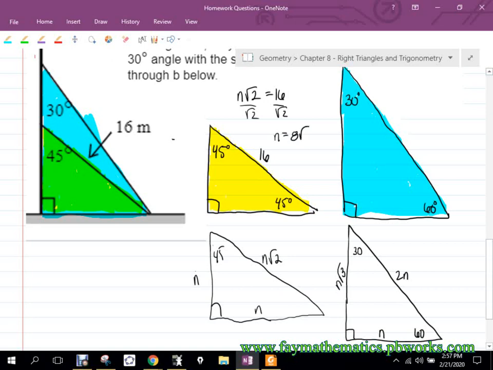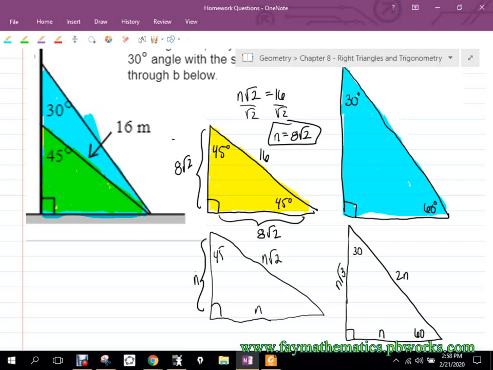Okay, so N, in this case, becomes 8 radical 2. And if I look at my 45-45-90 triangle, N is that side. So if I put it on top of this yellow triangle, that is N. That's 8 radical 2. N is also that side, so that's 8 radical 2. Okay? Questions on that? Is that okay?